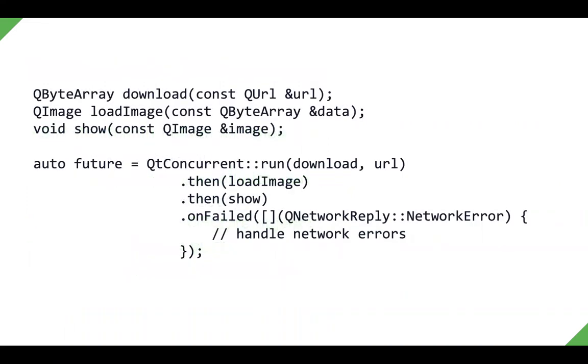Here's a quick example of how you can easily use Qt Concurrent these days. If you want to asynchronously and in a threaded way download something from a URL, then convert it to a QImage and show it, using Qt Concurrent you can simply do that. You basically run the download method using a URL. Once it's done, it'll load the image and then show it. And then you can also attach a failure handler using the onFailed method. Very simple and very easy to use nowadays.